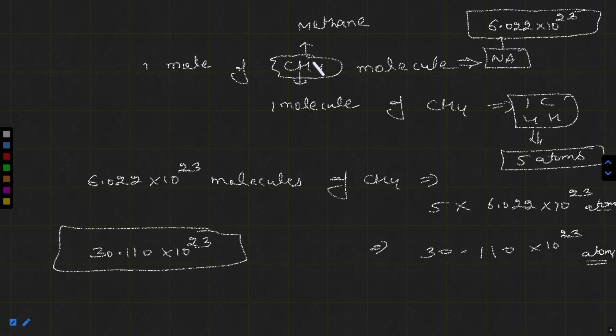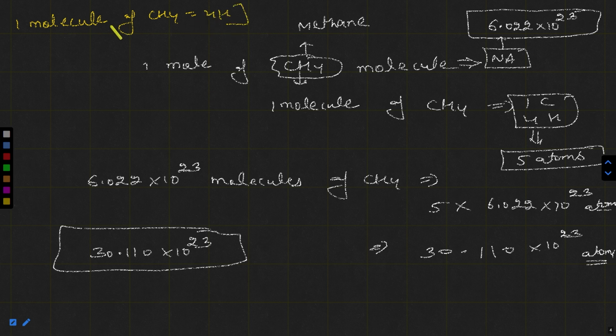But the interesting point is that if the question asks, just tell me the total number of hydrogen atoms which are present in 1 mole of CH4 molecule. So first of all, you have to calculate how many hydrogen atoms are there in 1 molecule. In 1 molecule of CH4, 4 hydrogen atoms are there. In 1 molecule of CH4, how many hydrogen atoms are there? 4 hydrogen atoms are there.